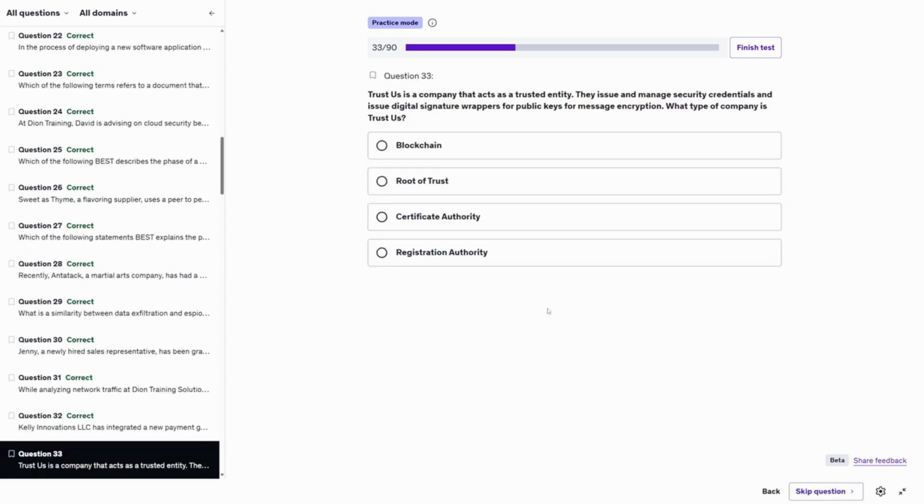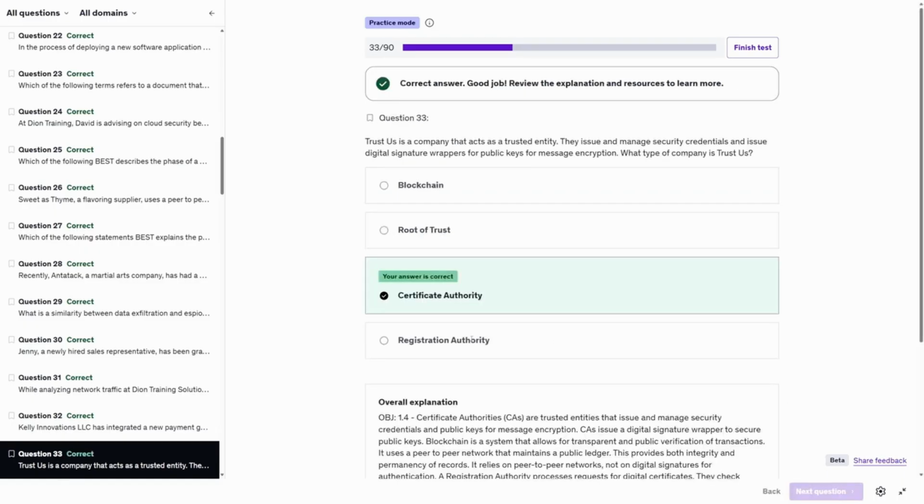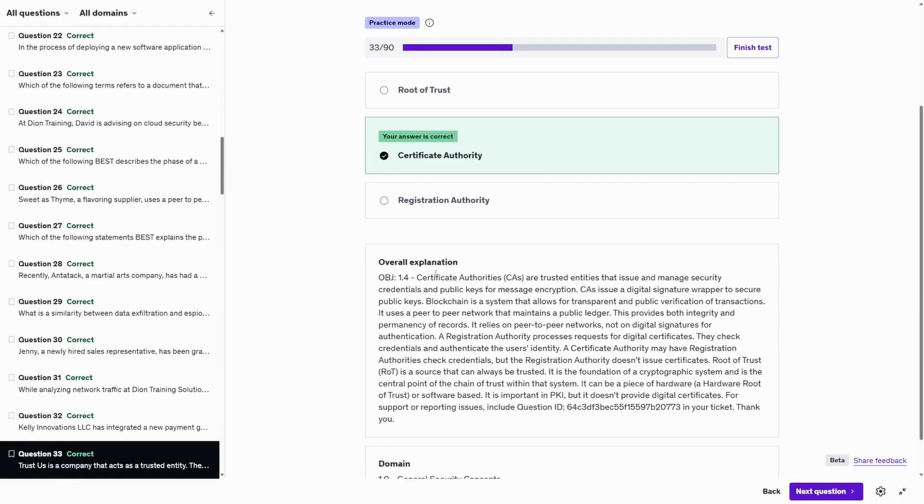Trust Us is a company that acts as a trusted entity. They issue and manage security credentials and issue digital signature wrappers for public keys for message encryption. What type of company is Trust Us? And this is a certificate authority. Certificate authorities are trusted entities that issue and manage security credentials and public keys for message encryption. CAs issue a digital signature wrapper to secure public keys. I'll leave up the other answers for just a few seconds.